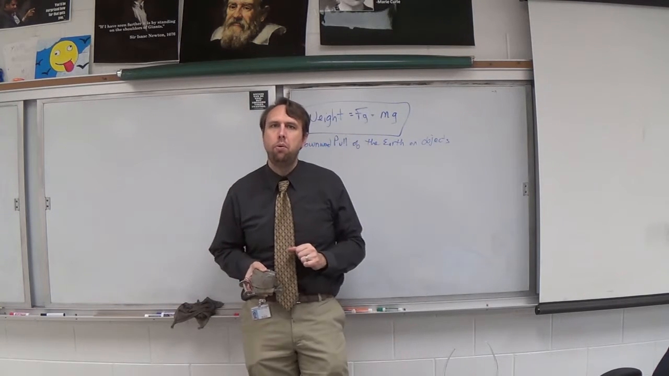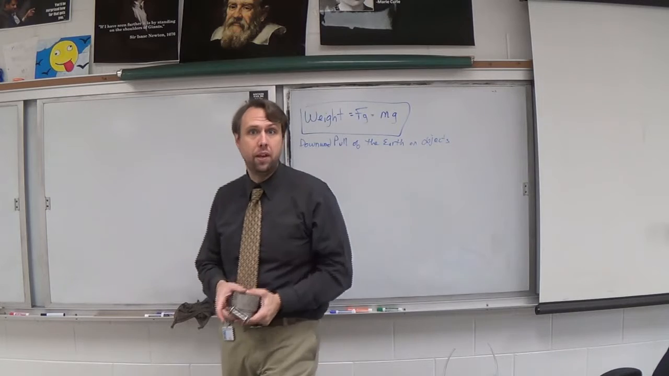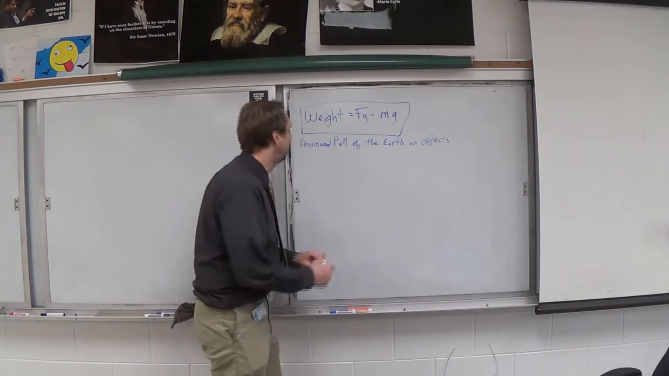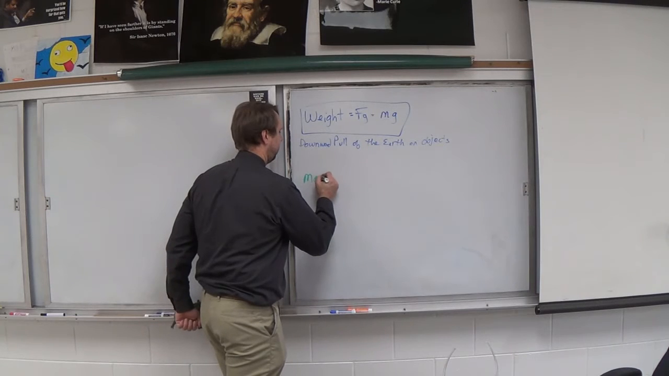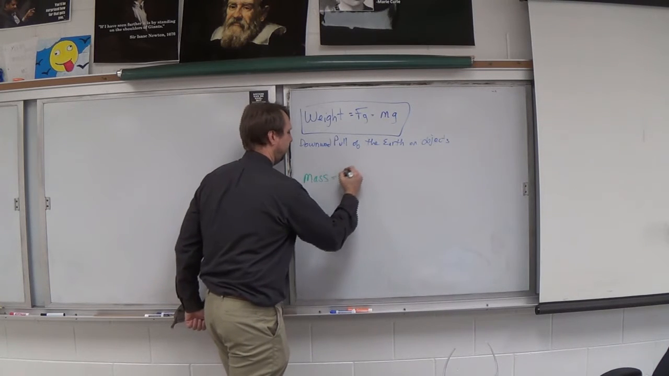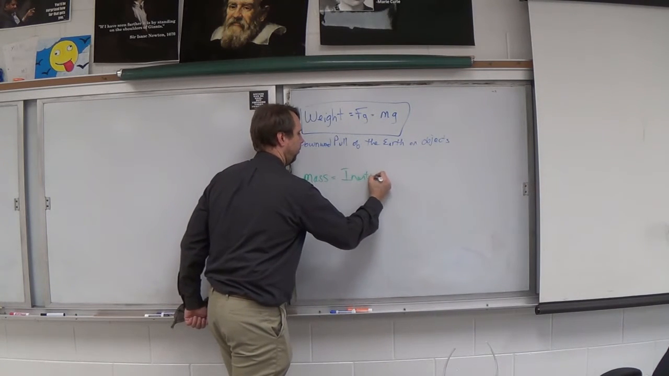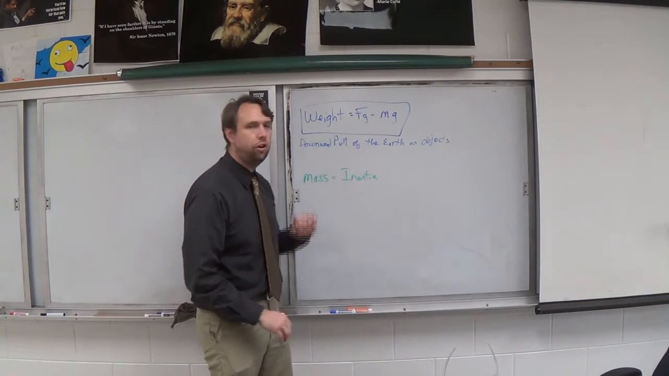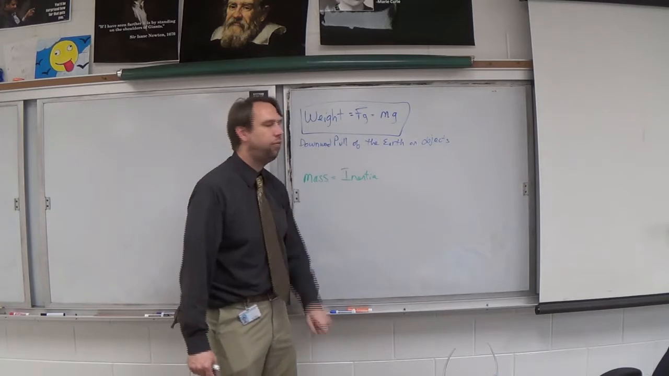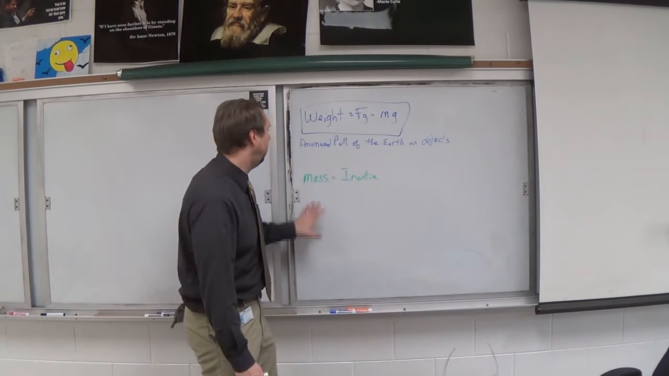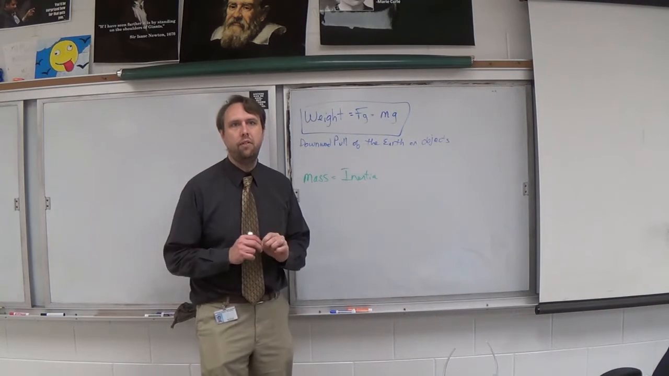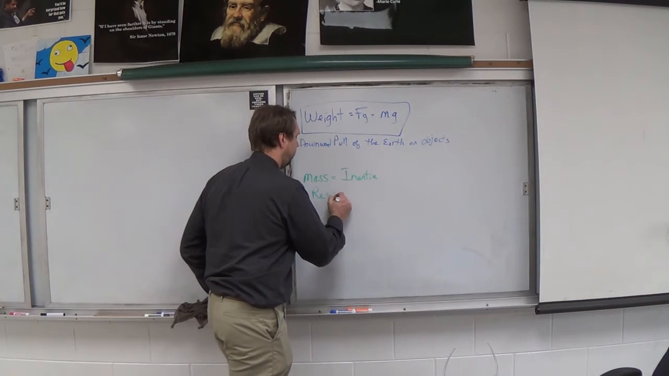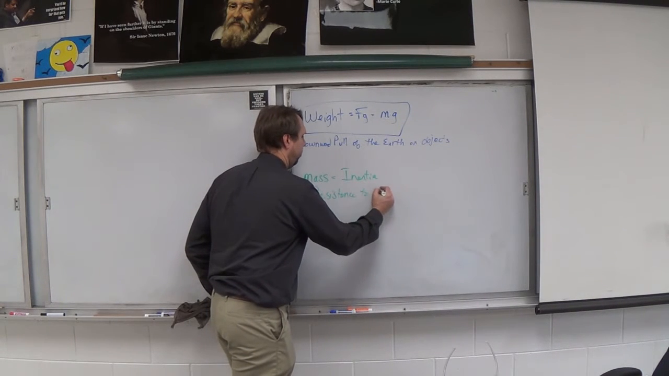Why would it be harder to pull it horizontally? That is something else. That has to do with mass. Mass is related to a term called inertia. We use mass and inertia interchangeably, just like you can use weight and force of gravity interchangeably. And this is the resistance of an object to accelerate. Resistance to accelerate.